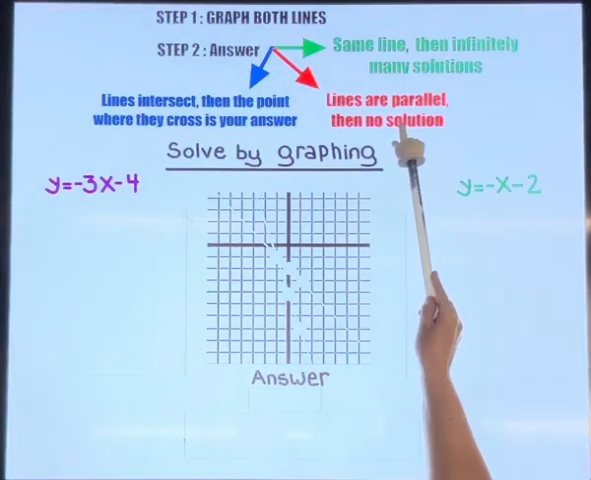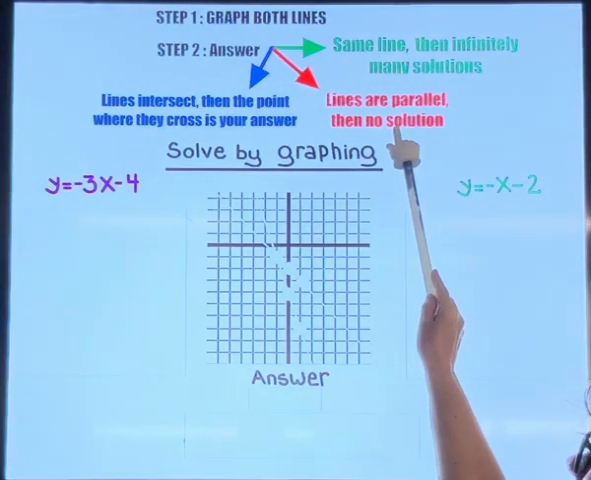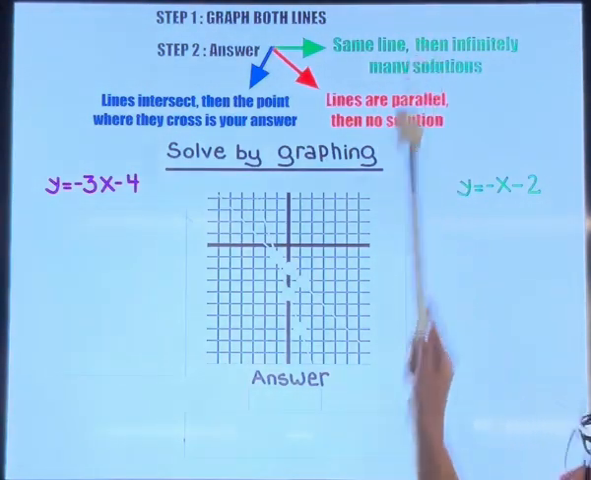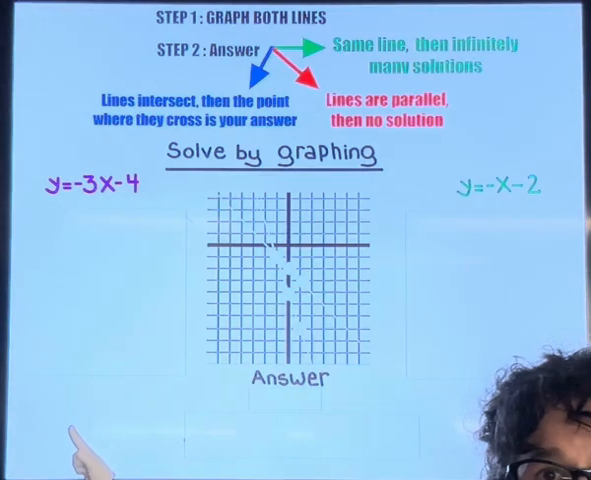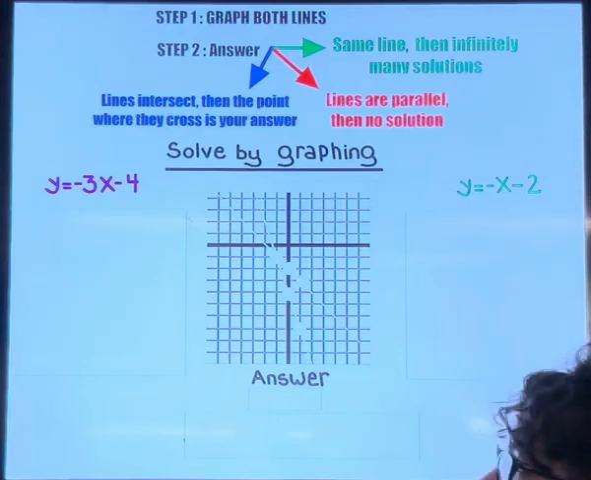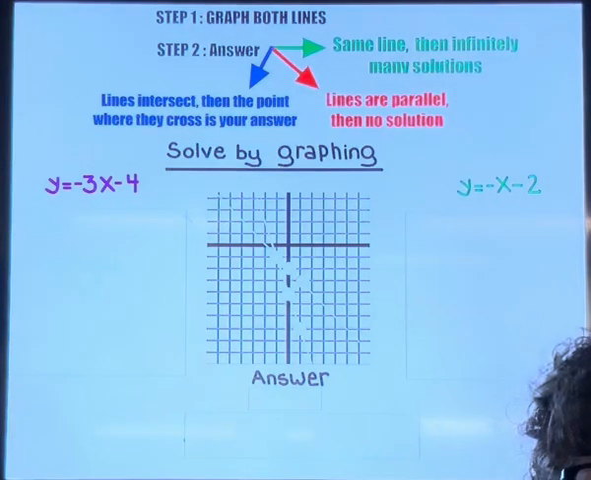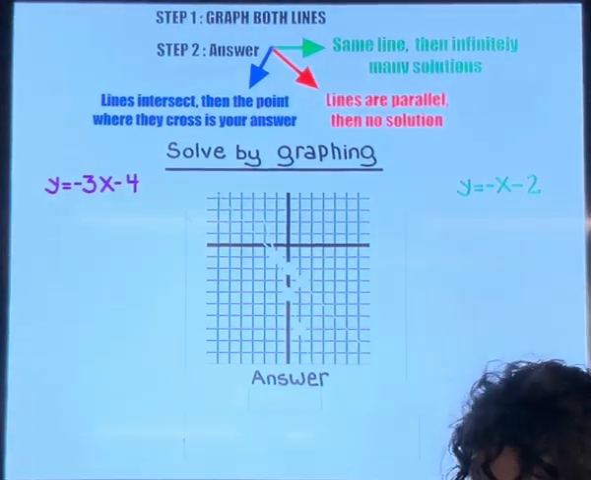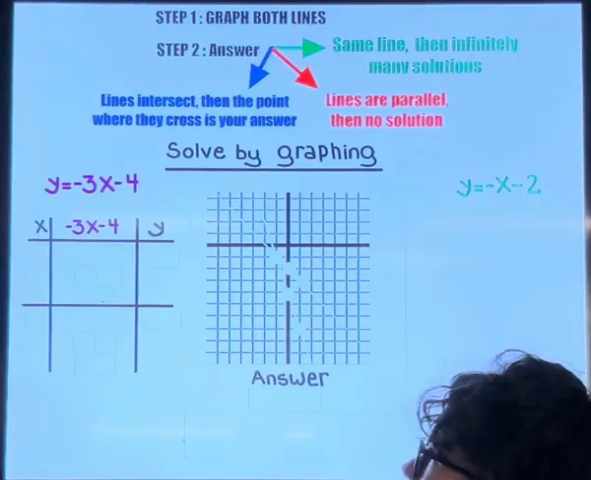If the lines are parallel, then your answer is no solution. And if you end up graphing the exact same line twice, then you have infinitely many solutions. Let's start by graphing this purple line. So in graphing this purple line, I'm going to set up a t-chart.